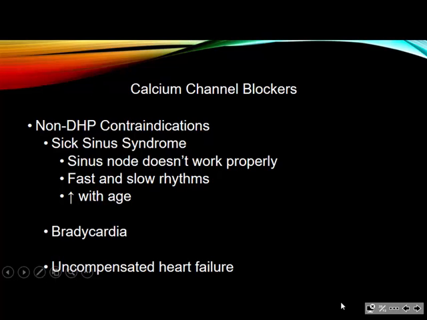So what do we do normally in those patients? If they have an indication for something like a beta blocker, or if they needed something like a calcium channel blocker and they have sick sinus syndrome, we'll often put in a pacemaker that'll help to pace their heart, and then we can use the medication because we know that their heart rate, now that they have a pacemaker, won't drop below a certain rate. And then bradycardia you also have to be cautious of.